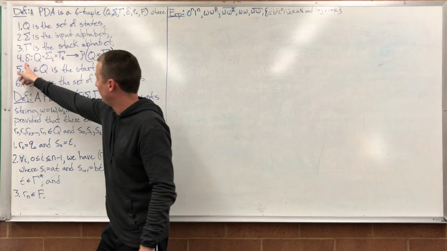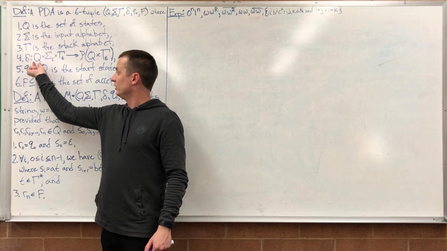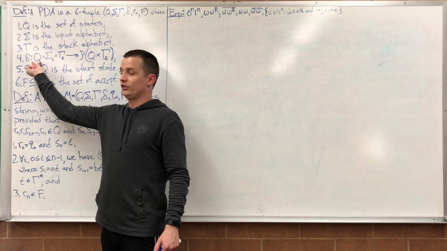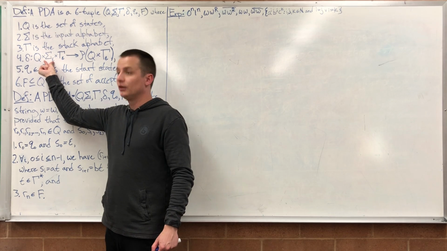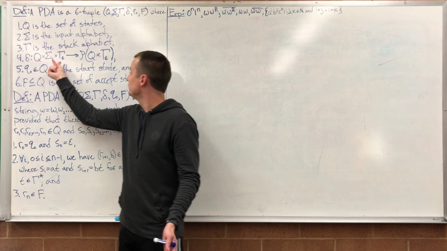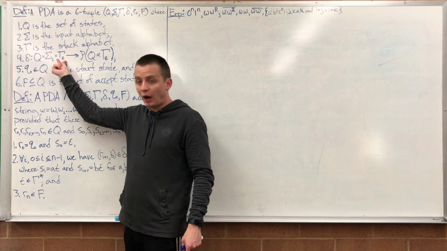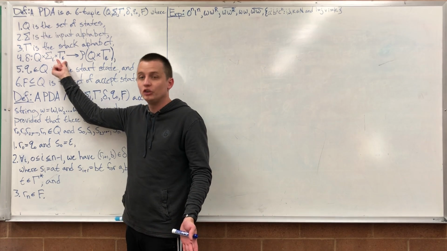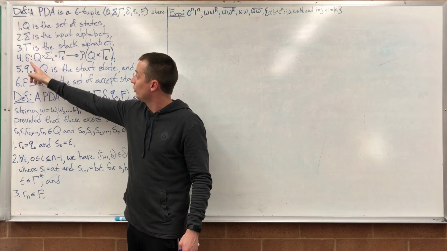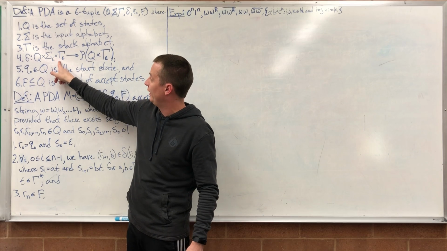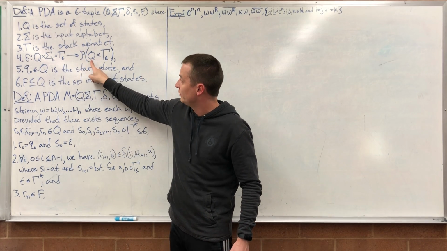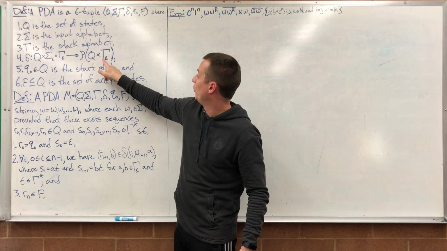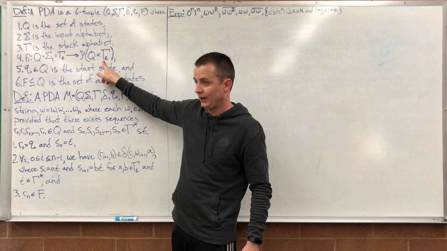Now our transition function. You tell it what state you're currently in. You tell it what input you're currently reading, possibly nothing, you don't have to read an input. And you tell it what symbol you're popping off the stack, possibly nothing. So given a state, an input symbol, and a symbol off the top of the stack, you can then determine what state you go to and what symbol you want to push on top of the stack, possibly nothing.